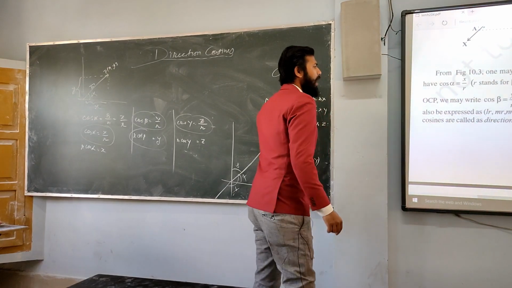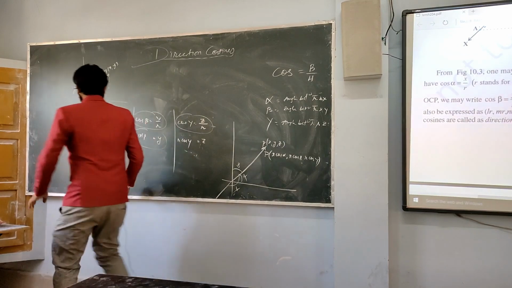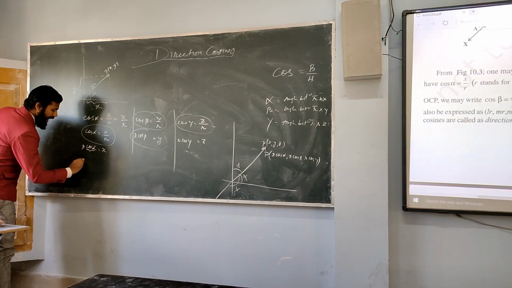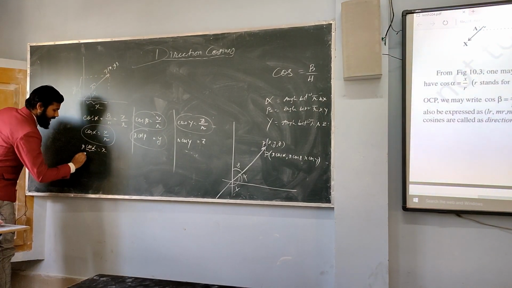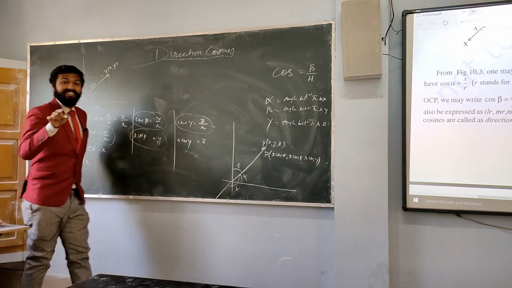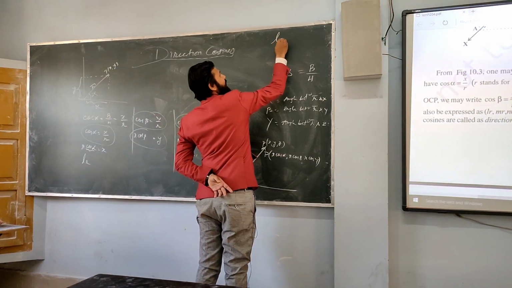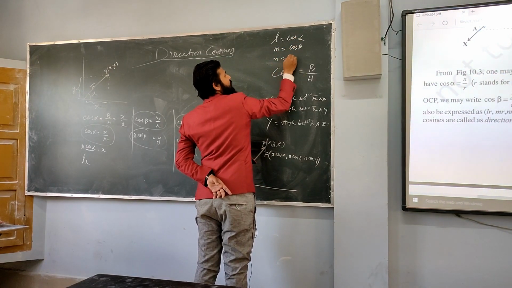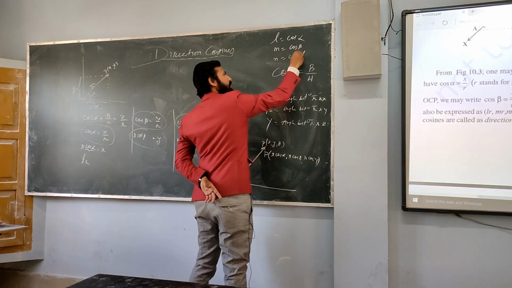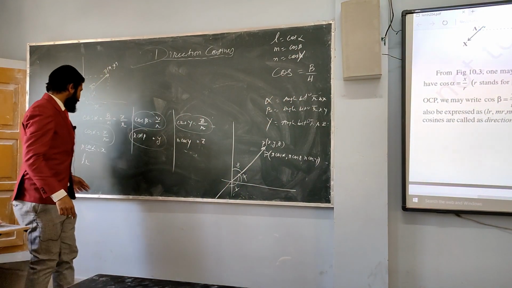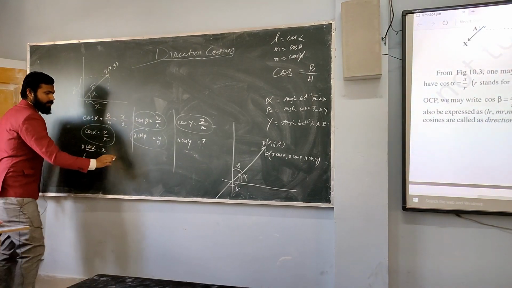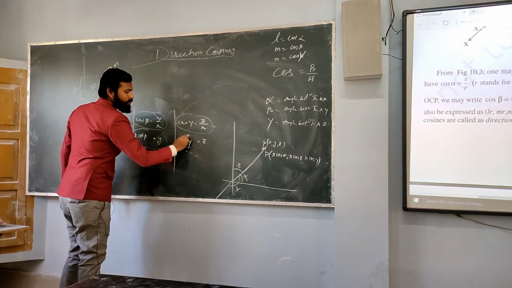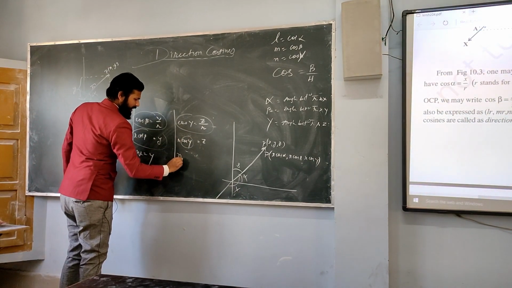L, M, N. Now what the people have done is they replace cos alpha with the letter L. So what is L? Cos alpha. What is M? Cos beta. And what is N? Cos gamma. So I am replacing the value of cos alpha as L: L R equal to x. M R equal to y. N R equal to z.